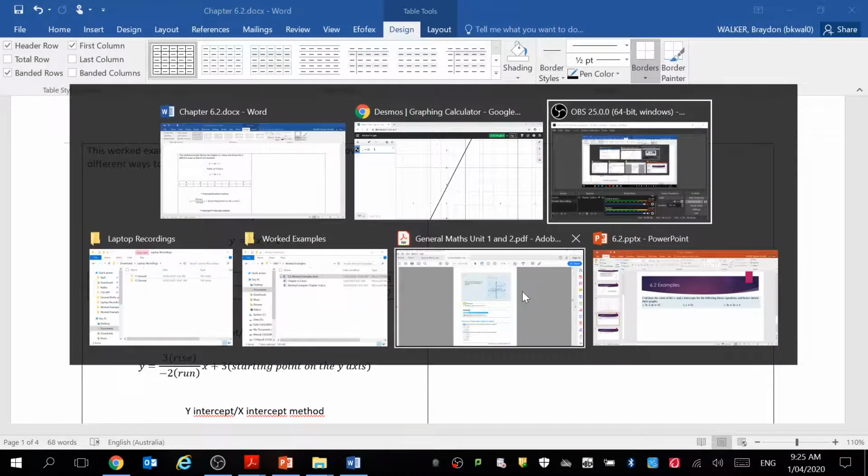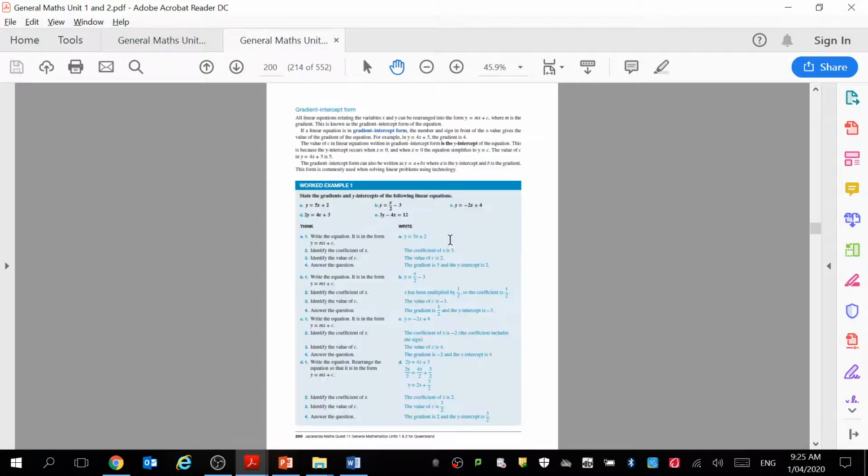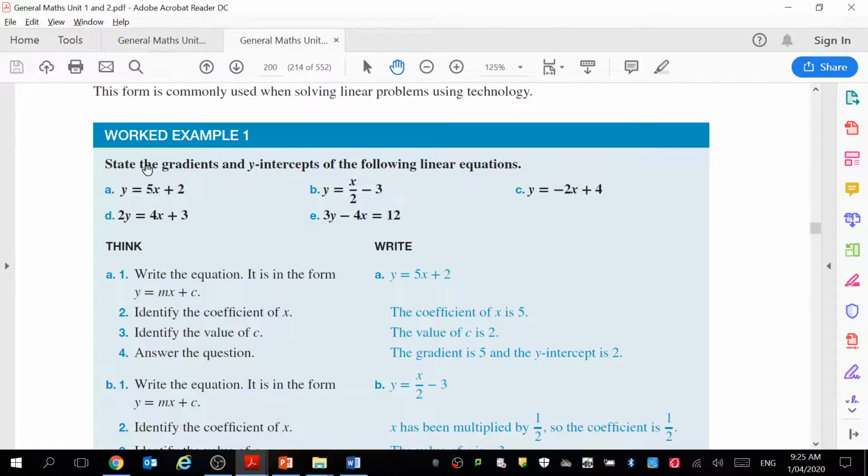Speaking of questions, let's go to the textbook and have a look at some of these. We're starting with 6.2 here. We've got the first worked example. State the gradients and y-intercepts of the following linear equations. So gradient for this one will be 5, or 5 over 1, and the y-intercept to be 2. For this one here, the gradient, now it's x over 2. X over 2 is just equal to 1/2 times x, or half times x. So the gradient is 1 over 2.